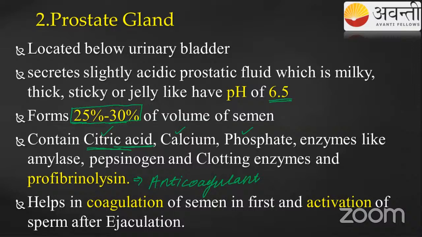It contains citric acid, calcium, phosphate, and enzymes like amylase, pepsinogen, and clotting enzyme. Sorry, that is not a clotting enzyme. That is an anticoagulant, known as profibrinolysin. It is important for the nutrition, or we can say the activation, of sperm after ejaculation. Okay, so this is the prostate gland.